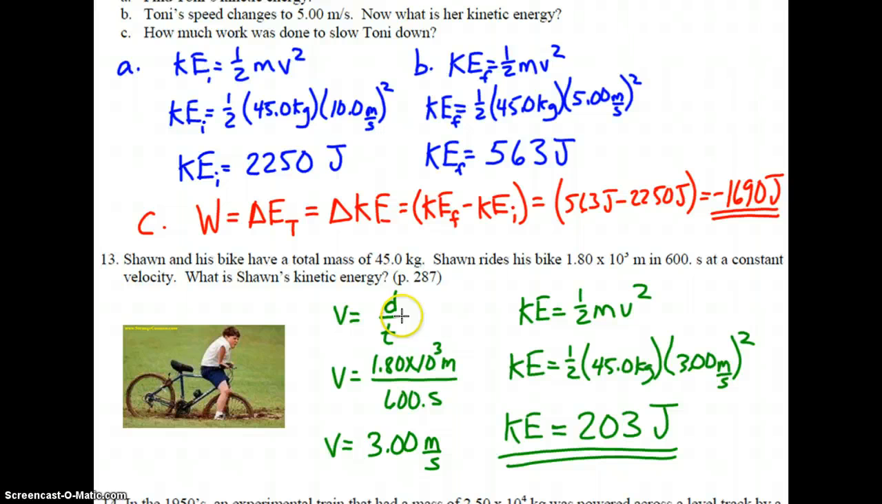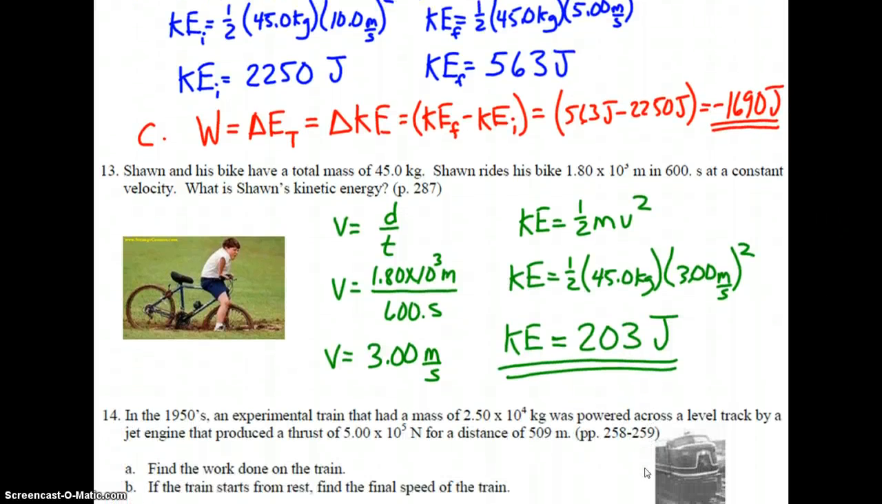We're told that he travels a distance of 1.80 times 10 to the third meters in 600 seconds. So v equals d over t, and dividing, we get that his constant velocity was 3.00 meters per second. We now can use that to calculate his kinetic energy. KE equals 1/2 times 45 kilograms times 3.00 meters per second, remembering to square it, and we should get, to 3 digits, Sean's kinetic energy of 203 joules.